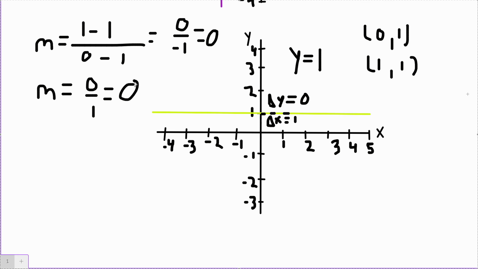And so for every horizontal line, the slope is 0, and for every vertical line, there is no slope.